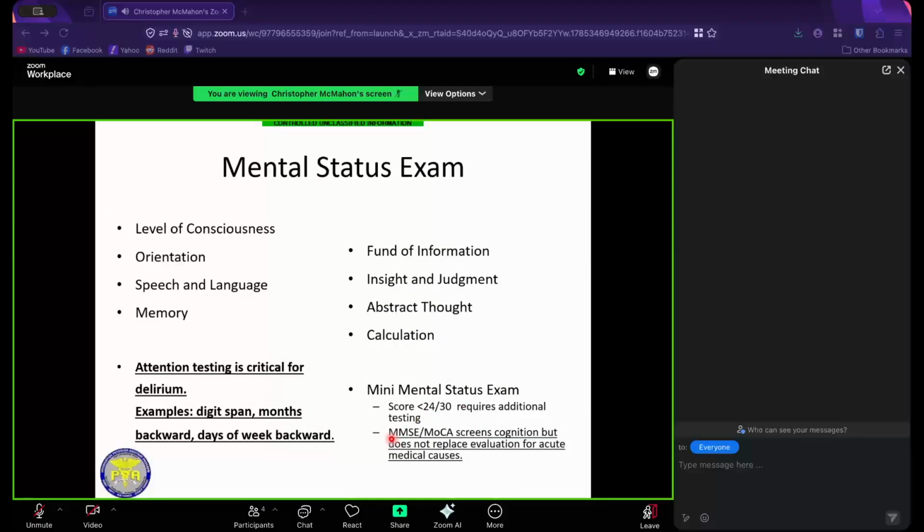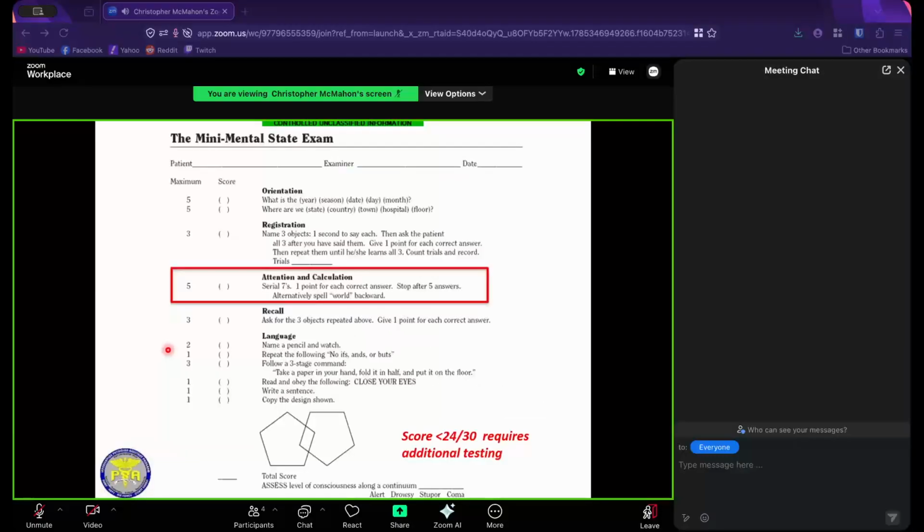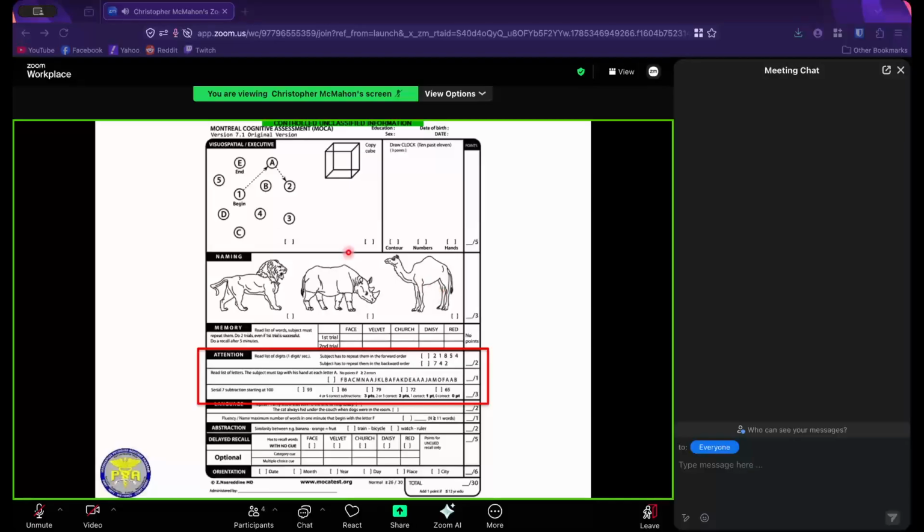And then your mini mental status exam, like we talked about. Mini mental status or MOCA, either of them is good. Pay attention to this one. This is very testable. Attention testing is critical in delirium. That's one of the first things that goes out when we start having a delirious patient. In the mini mental status exam, it says attention. Expect this 5-point score: those serial 7s, stopping after 5 answers, that's the first thing that's going to go out in a delirious patient. And then if you're doing the MOCA, they have a separate one.